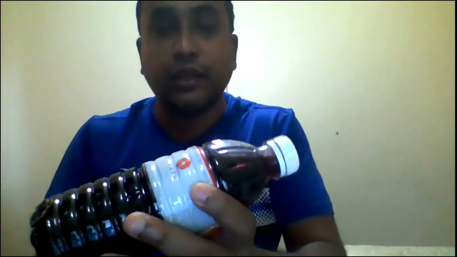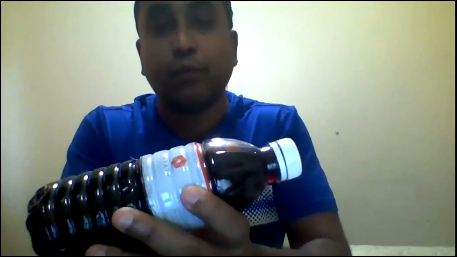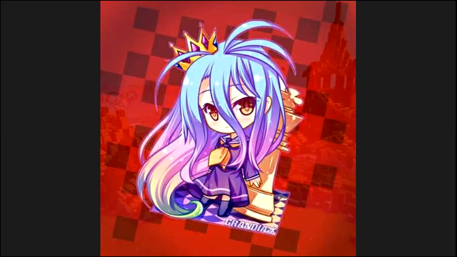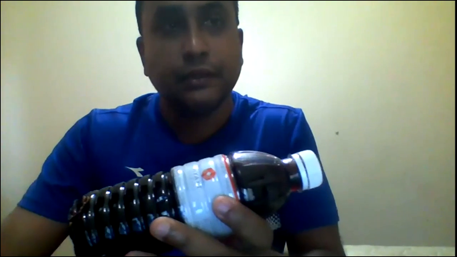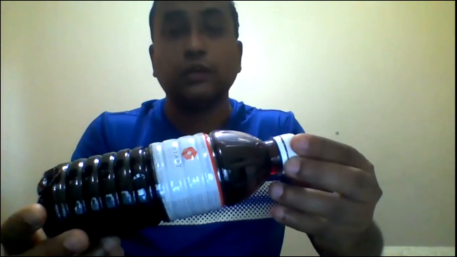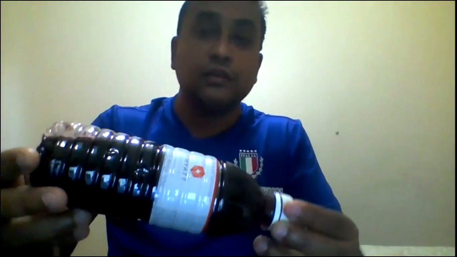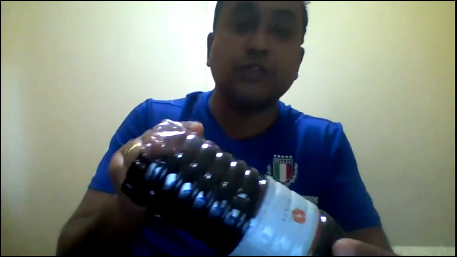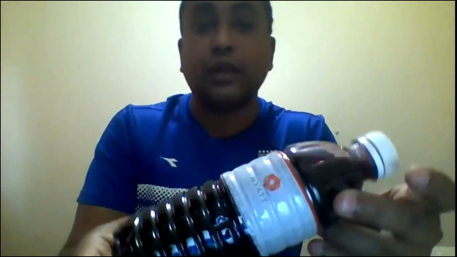Now it's something like this. Let's say you have a water bottle. You can see there's an air pocket here. So what happened? If you move the bottle this way, you see that the air pocket actually goes up. Initially, the air pocket was down.